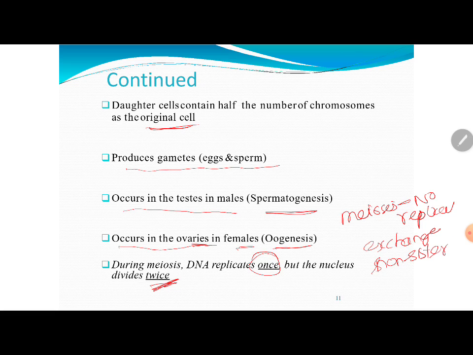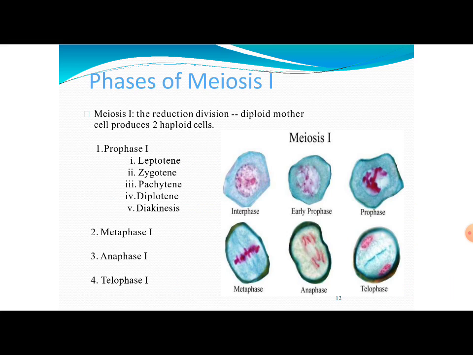We will see in detail, because prophase 1 is the longest phase, and that is where the crossing over, terminalization, everything takes place, and exchange of material takes place. After that they divide and 2 nuclei are formed, but the cytoplasm does not divide. In this stage it goes into the second division. So the nucleus divides twice, but DNA replicates only once.